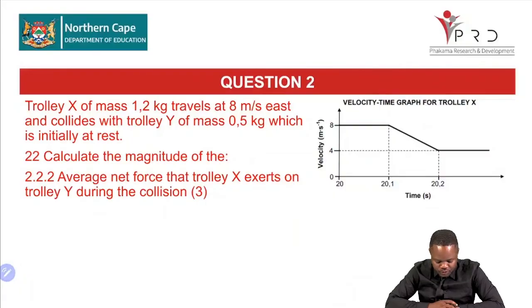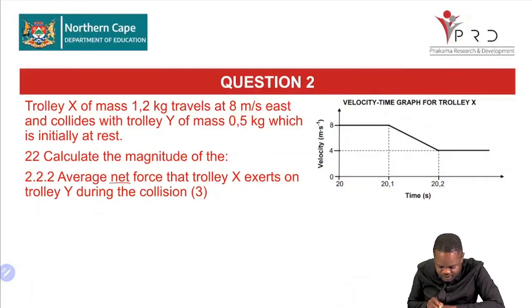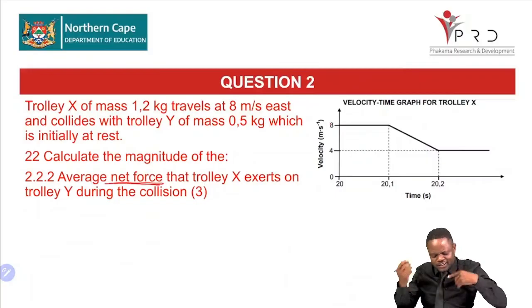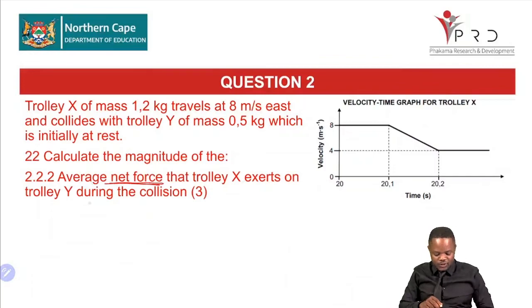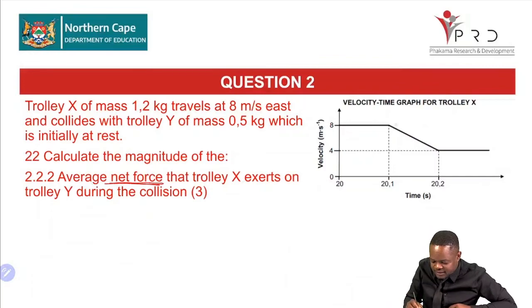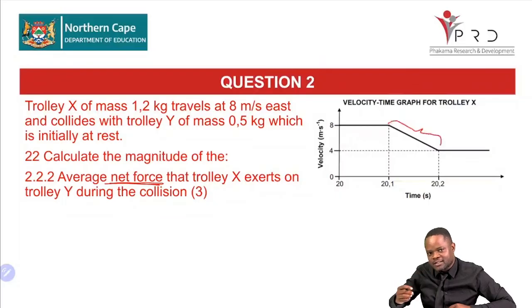Calculate the magnitude of the average net force. The moment you see average net force now, you're already thinking, oh, impulse, something to do with impulse. And we know the formula that you need to apply, something to do with the time. That trolley X exerts on trolley Y during the collision. Remember we said this section, this is the time. This is the section of our collision, grade 12s, when the velocity is actually decreasing at a uniform rate. Okay, so what is important is for you to get that time, delta t.